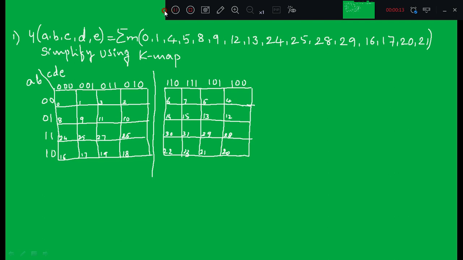Good morning students. Today we will continue with the 5 variable K-map, right? Yesterday in the last class we discussed one example on the 5 variable K-map. Let us continue with some more examples.